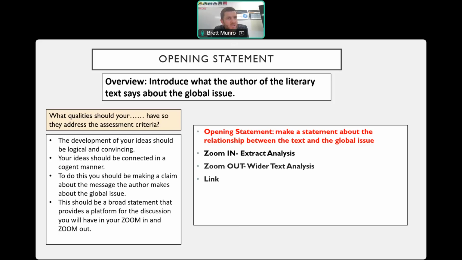Your development of ideas should be logical and convincing. Your ideas should be connected in a cogent manner. To do this, you should be making a claim about the message the author makes about the global issue. This should be a broad statement that provides a platform for the discussion you will have in your zoom in and your zoom out.